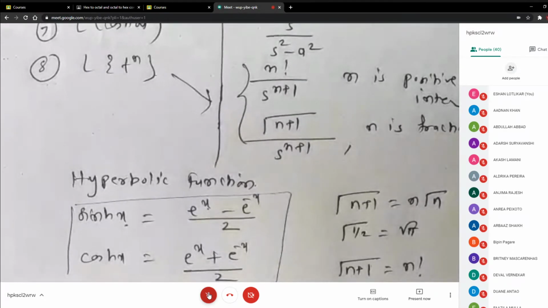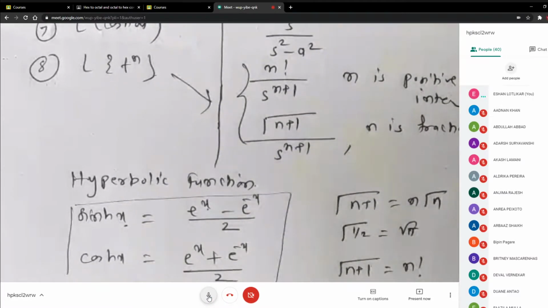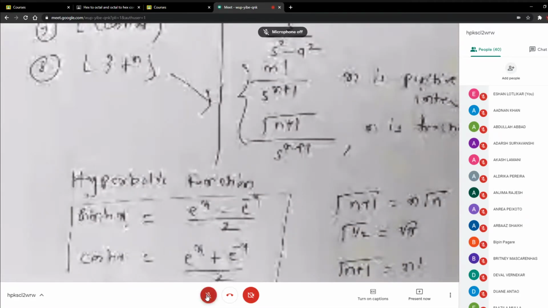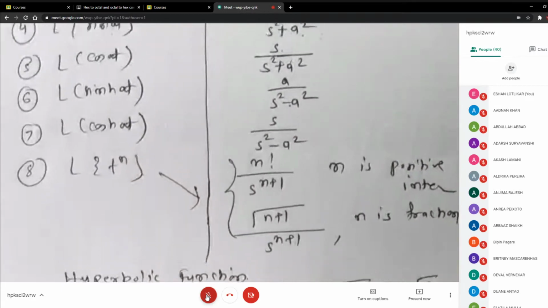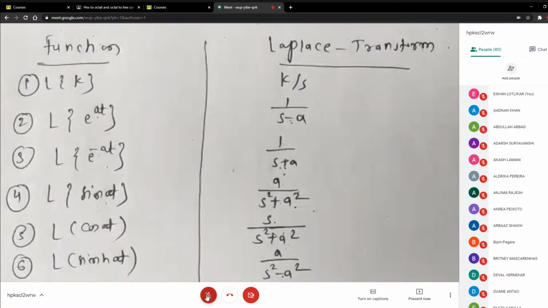Okay, so we'll continue. Have you taken down, students, whatever I said now? Okay, I'll send you the pics. But have you understood a little bit? What I'll do now is dictate the formulas for you, because formulas are very important for the further problems. So if you have written half, then make it full now. Make two columns. On one side write function, on the other side write Laplace transform.